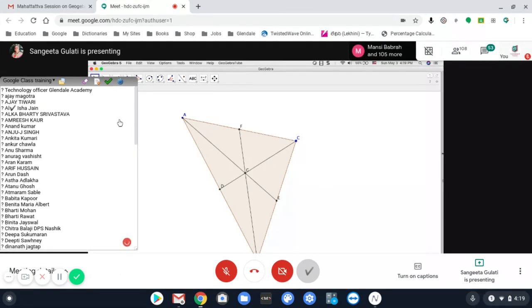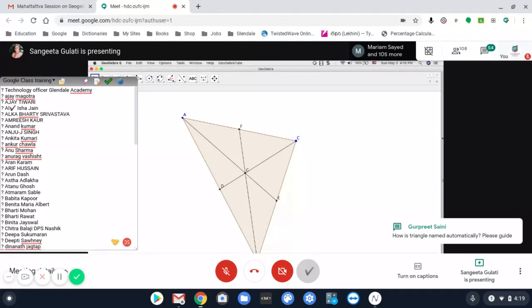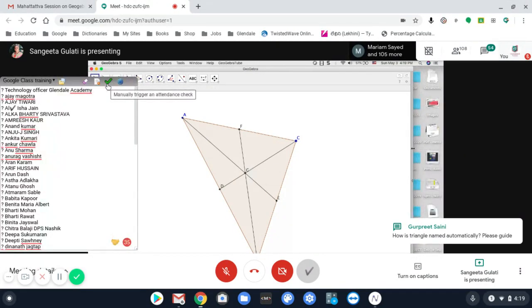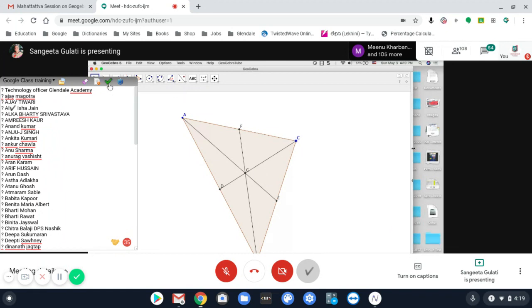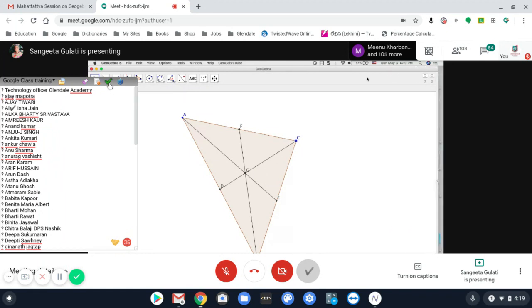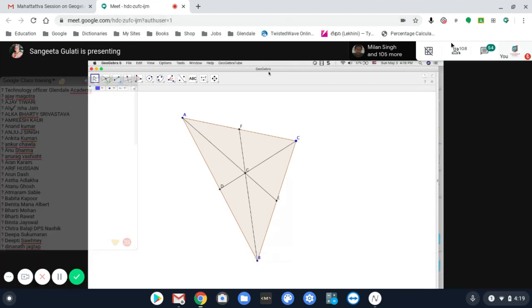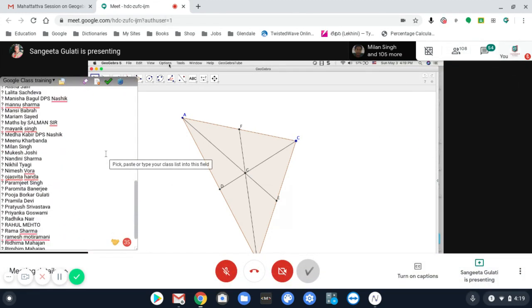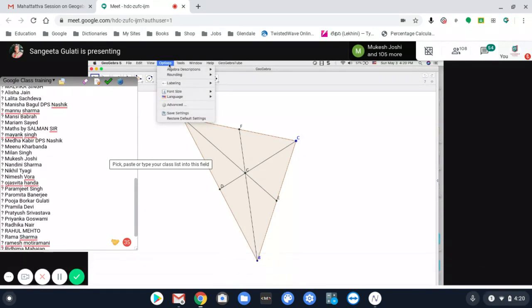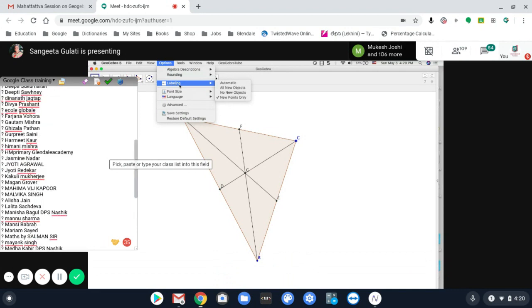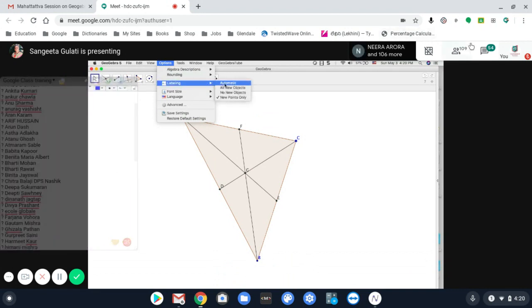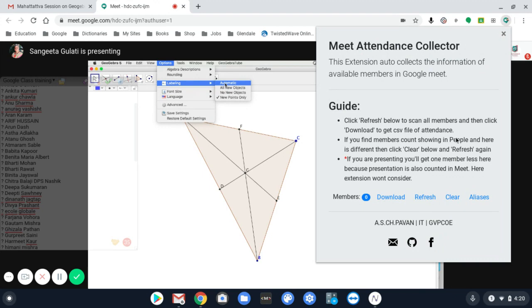Any doubts in the chat, Vibha? No, ma'am, not yet. Oh, there's one coming up. How is the triangle named automatically? Yeah, so these are sometimes the versions that would give you. If they are not, then you will have to come to options and then labeling. The labeling could be automatic, but then all the segments, everything will get marked with various names, which sometimes are confusing for students. So in the labeling, you can choose new points only. Once you put that selection, then hopefully it will work for you.